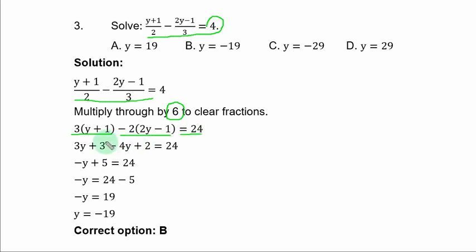If you open the first bracket with 3, you have 3y plus 3. If you open the second bracket with minus 2, you have minus 4y plus 2. Minus 2 times minus 1 is plus 2. You add the like terms in the left hand side, you have minus y plus 5 equal to 24. If you collect like terms, minus y is equal to 24 minus 5, minus y is equal to 19. To get y, multiply through by minus 1. So y is equal to minus 19. B is the correct option.